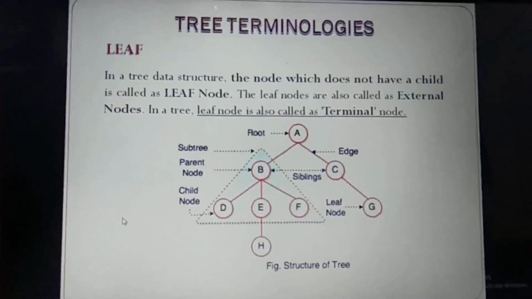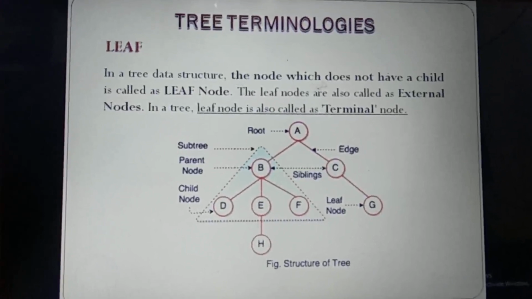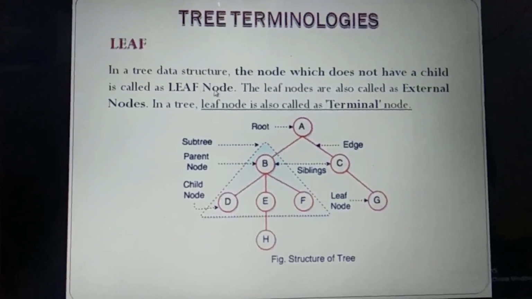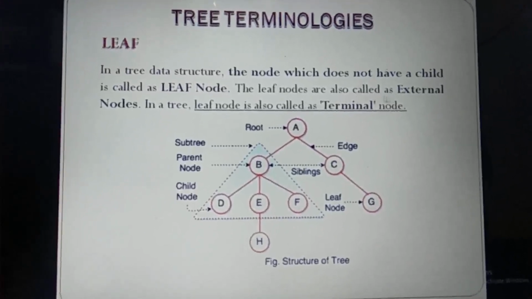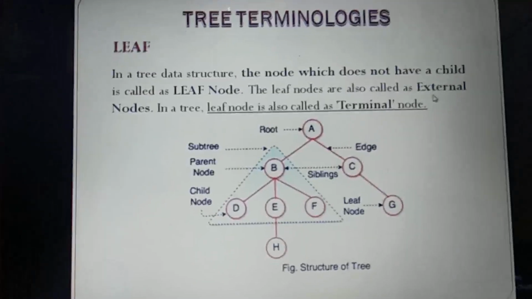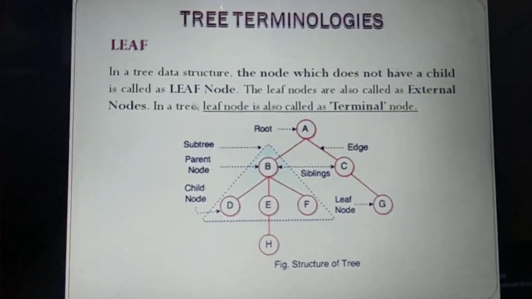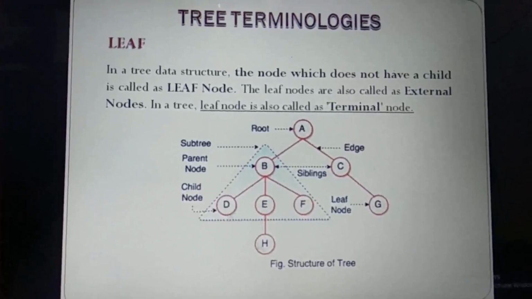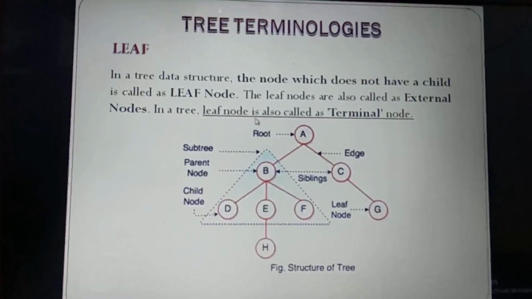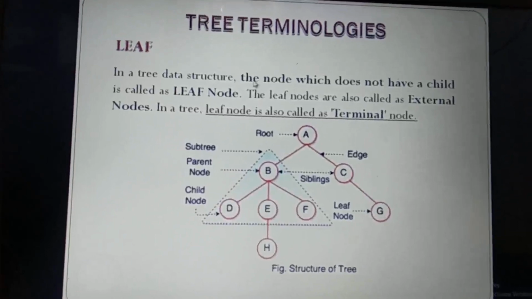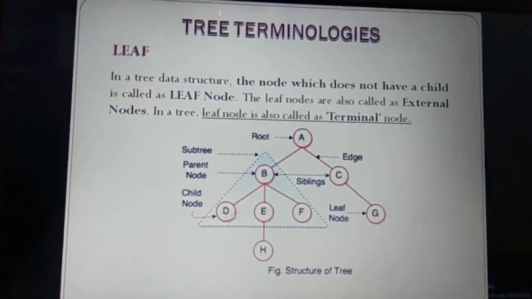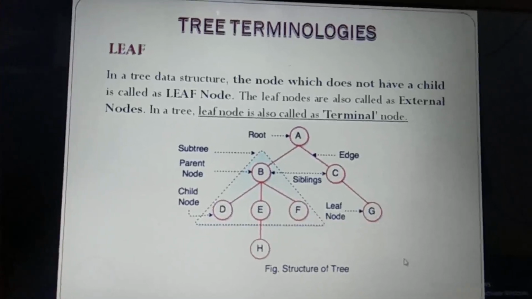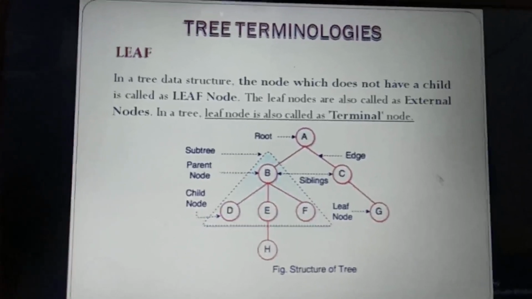Next one, leaf. In a tree data structure, the node which does not have a child is called a leaf node. Another name for leaf nodes is external nodes. In other ways, they are called terminal nodes because they are the last nodes of the tree. In this example, D, H, F, G don't have children, so they are called leaf nodes, or external nodes, or terminal nodes.